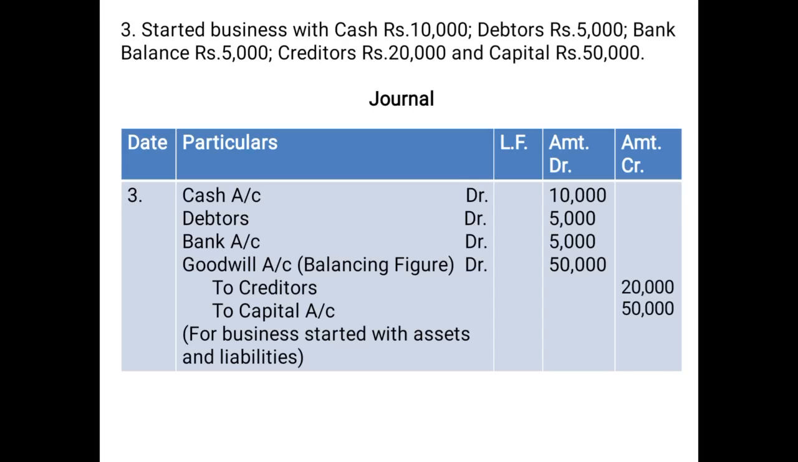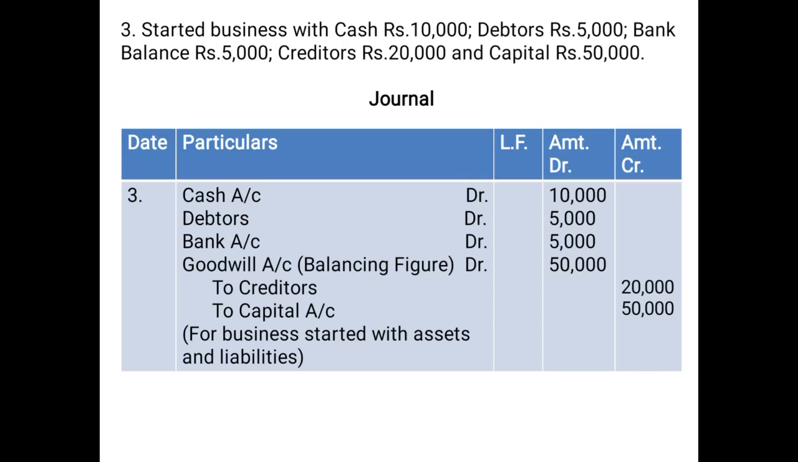So if we see, the total of assets will come to 20,000, that is 10,000 plus 5,000 plus 5,000. Whereas the total of liabilities will come to 70,000, 20,000 plus 50,000. That means there is a deficiency of 50,000 in the debit aspect, that is the asset aspect. So we will transfer the balancing figure, the deficient amount of 50,000, to a new account, that is the goodwill account. So the goodwill account as a balancing figure will also be debited with the deficient amount of 50,000. And now the debit and credit will be equal. And the narration can be for business started with assets and liabilities.